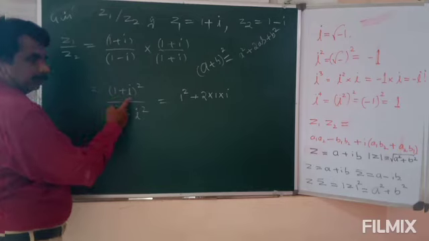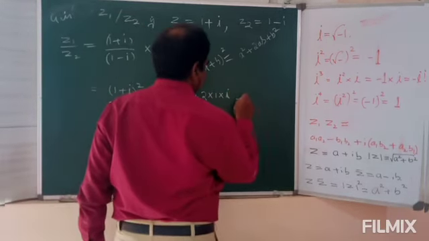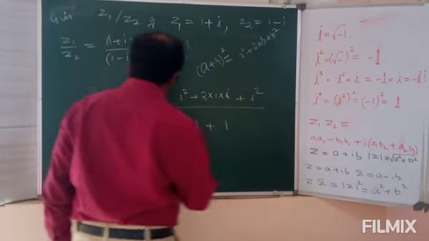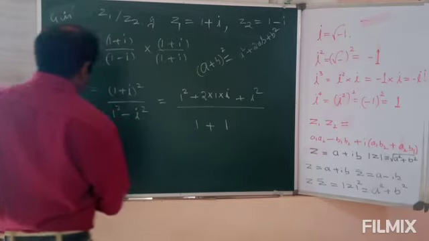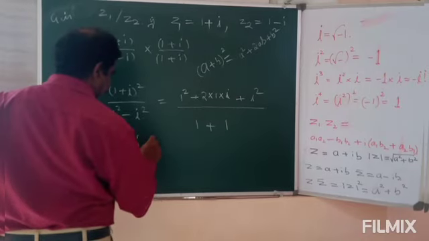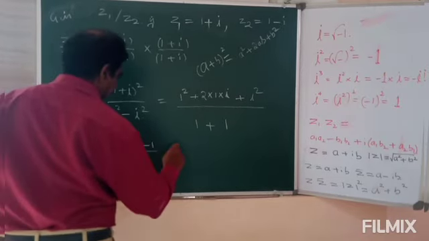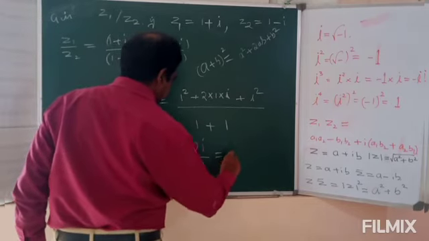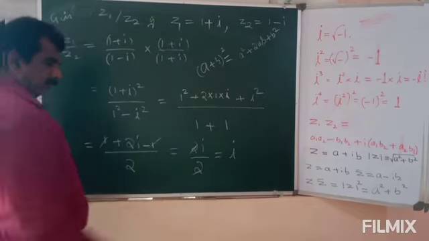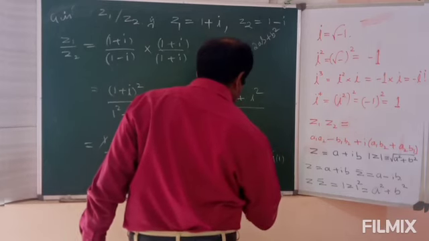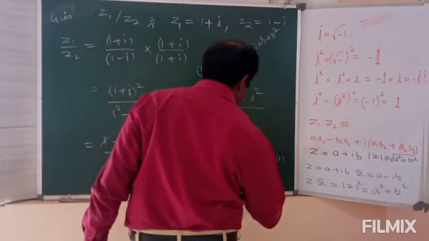Here a is 1, b is i, plus b square, divided by 1 plus 1, because i square is minus 1. That is 1 plus 2i, minus 1, so 1 and minus 1 cancel, leaving 2i by 2, that is i. This is in the form a plus ib, that is 0 plus i into 1, where a is 0 and b is 1.